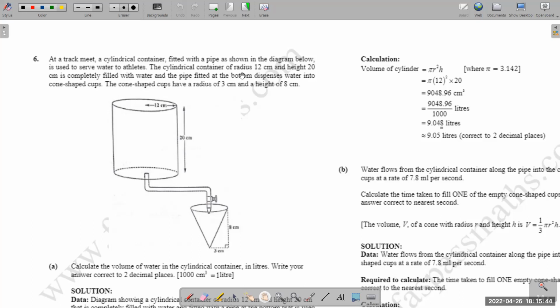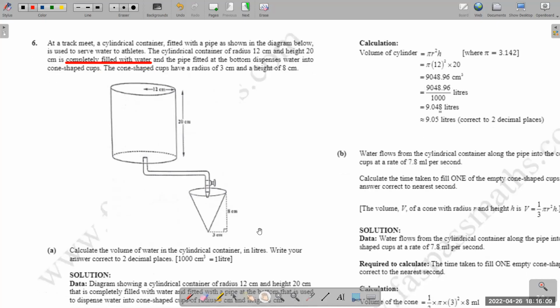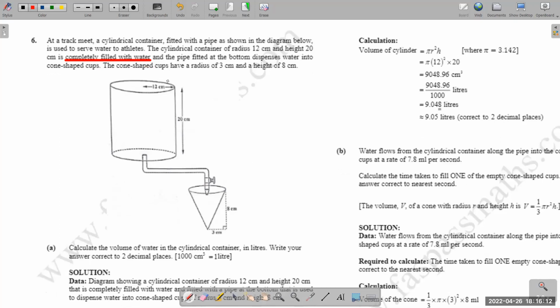It says here, the cylindrical container of radius 12 is completely filled with water. These are some things we need to pay attention to. It's completely filled with water, and the pipe fitted at the bottom dispenses water into cone-shaped cups. The cone-shaped cups have a radius of 3 centimeters and a height of 8 centimeters. What I would notice is that the measurements for the container are the same as the measurements for the cup. That may not be the case all the time, so these are things you look out for.